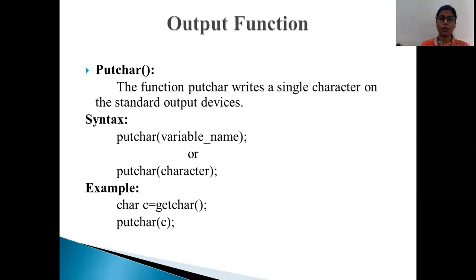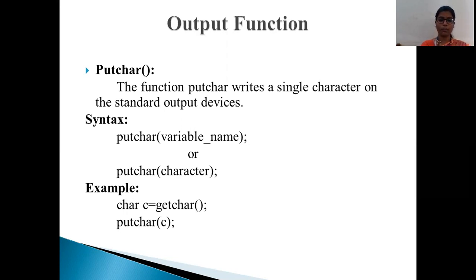Let us see another, output function. putchar is an output function. This function writes a single character on the standard output device, meaning on our screen or our monitor. Let us see the syntax: putchar in brackets, name of the variable, bracket complete, semicolon. Another form of the syntax is putchar in brackets, name of the character.